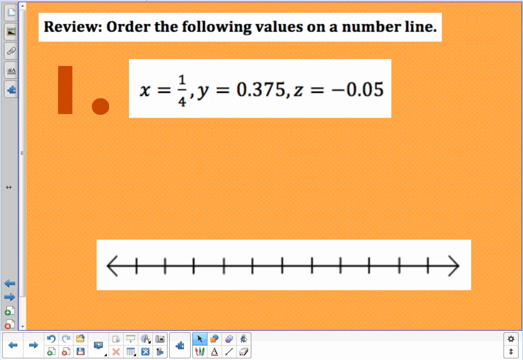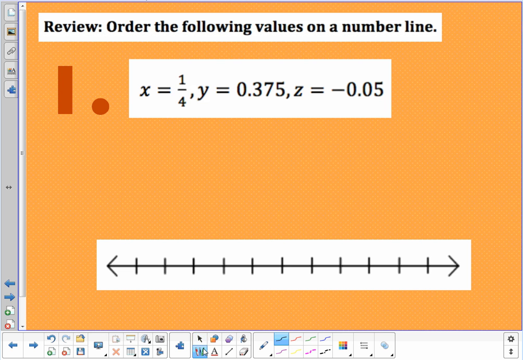First, we are going to remind ourselves how we order decimals and set them up on a number line, because we're going to be using number lines today and graphing on number lines. So we just want to refresh our memories on how we put those things up there. I have a set of three numbers here, x, y, and z, and I want to put them on this number line down here. So I have x is 1/4, y is 0.375, and z is negative 0.05.